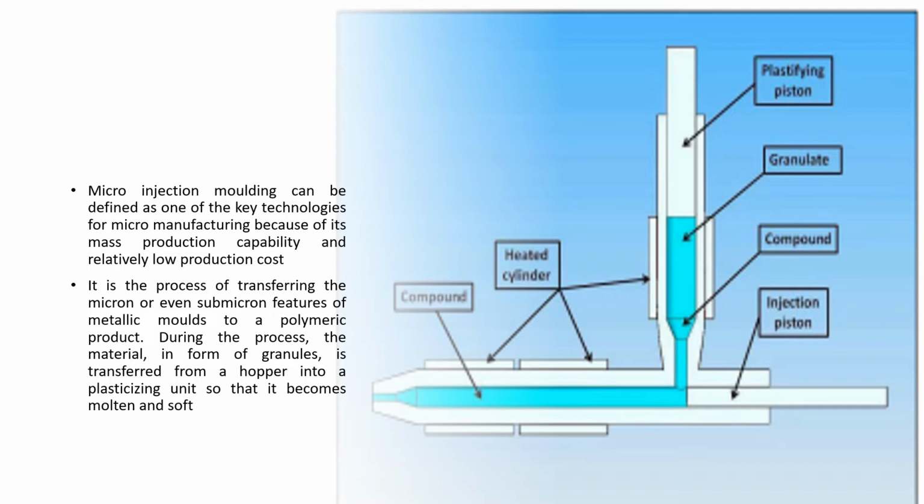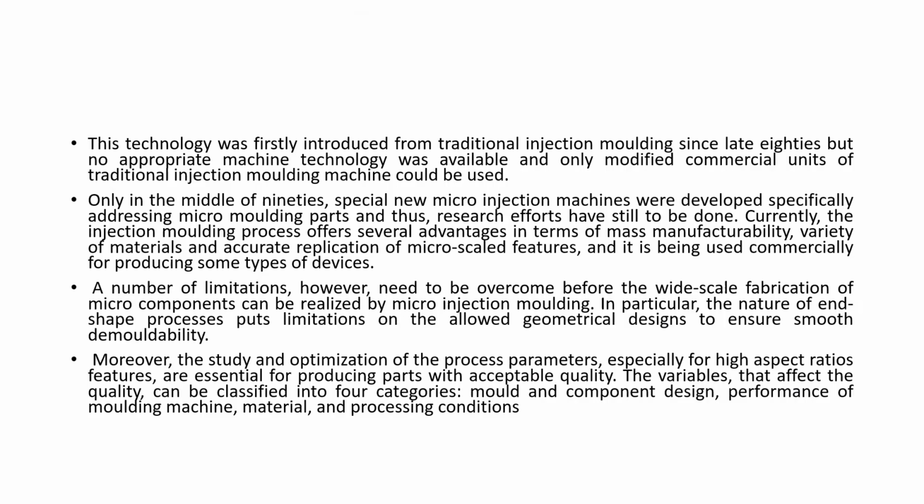During the process, the material in the form of granules is transferred from a hopper into a plasticizing unit so that it becomes molten and soft. From the picture, we can learn roughly about how the micro injection molding works.